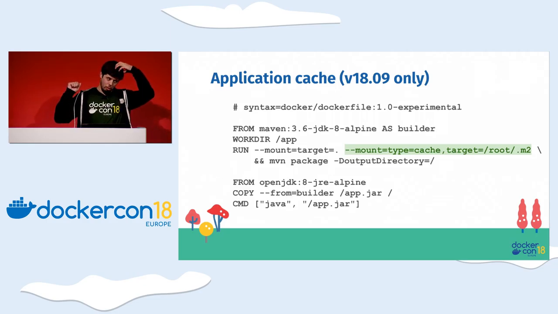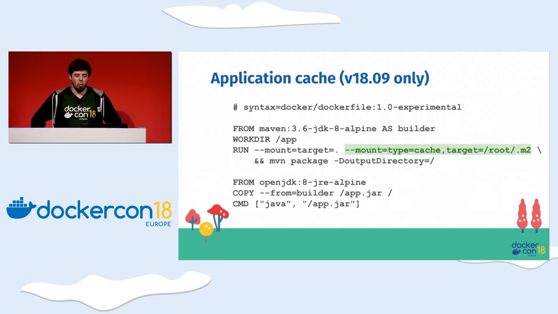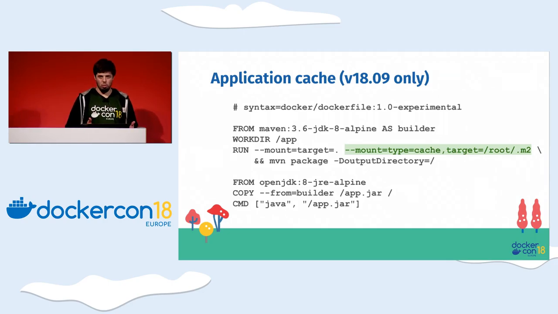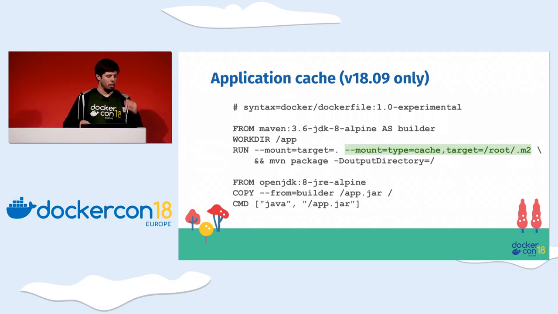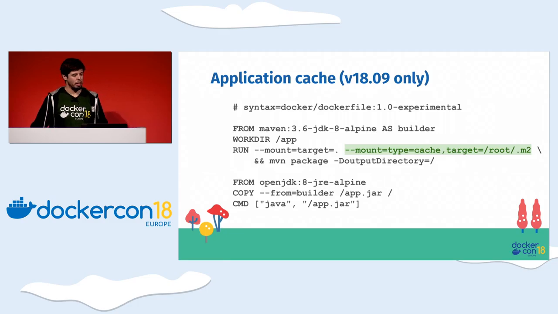This one is a big one, so I want to share it real quick. It's the application cache. What this allows you to do is specify a folder which will be bind mounted from the host every time you build it again. This is super useful for application cache like the Maven cache, like the .m2 cache folder. It's also very useful for the APT or any package manager cache. So anything that's caching at the application level, you can use this type=cache mount syntax. You should never rely on that folder to be there and to be populated. It's just faster when it's there.